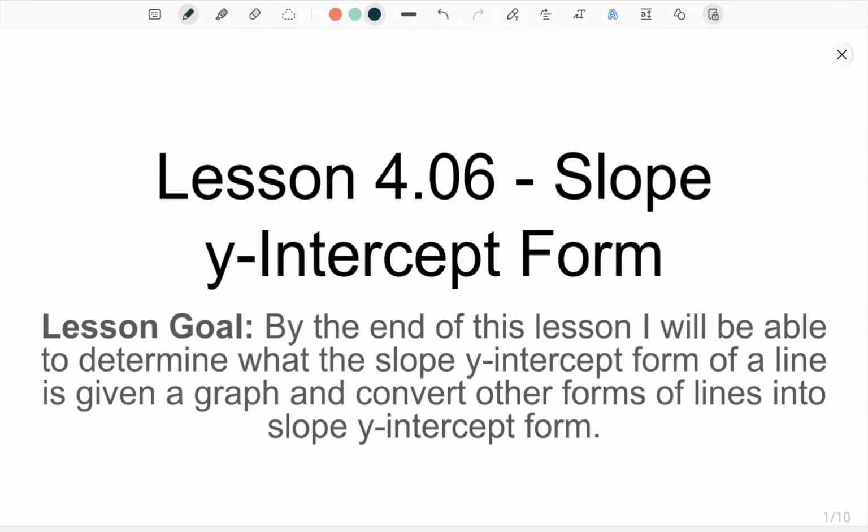Let's look at this new type of way we can write an equation, which is going to be called the slope y-intercept form. So we've looked at standard form previously. Now we're going to see how we can make use of both the slope and what we're also going to call the y-intercept of a line to write a new form of an equation.